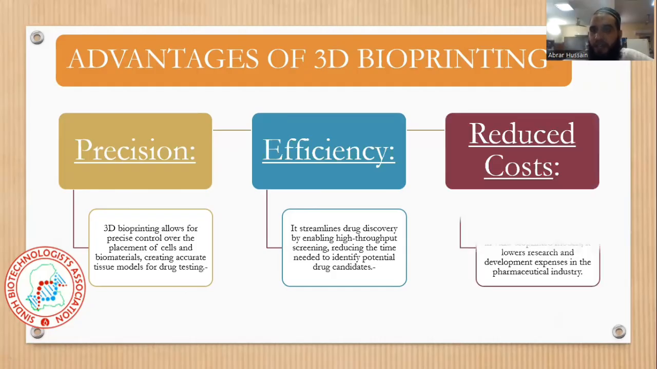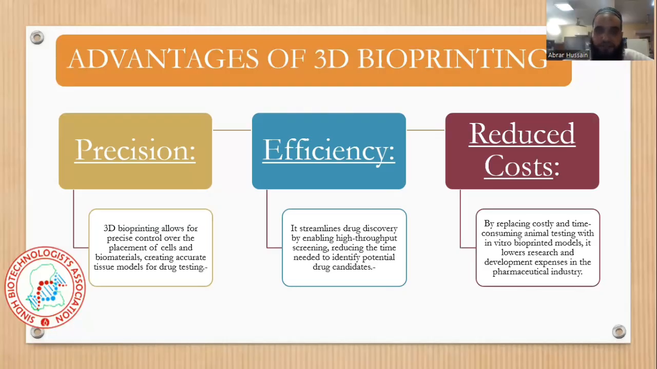They can also reduce the cost by replacing costly and time-consuming animal testing in vitro with printed models, for example. So definitely, with the help of 3D bioprinting, the researcher can generate human tissue or organ, and then they perform the routine drug testing process.